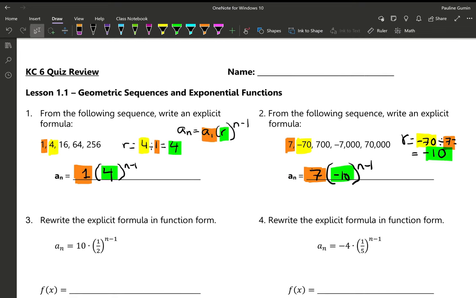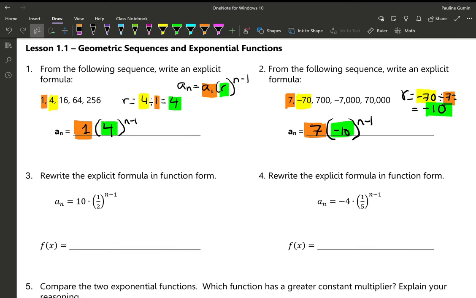All right. Next, let's take a look at number 3 and 4. For number 3 and 4, we're going to write the explicit formula in function form. Here is the function form. Now, this is just a regular a. It's not a_1, so it's not the first term. I'm going to rewrite that. That was ugly. There we go. Okay. So the cool thing here is that our r stays the same, so that's kind of nice.